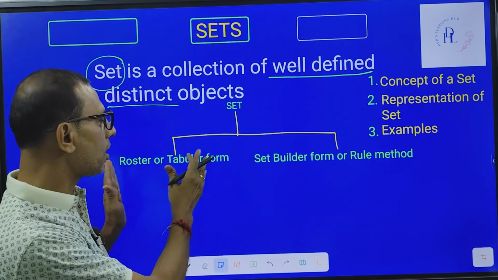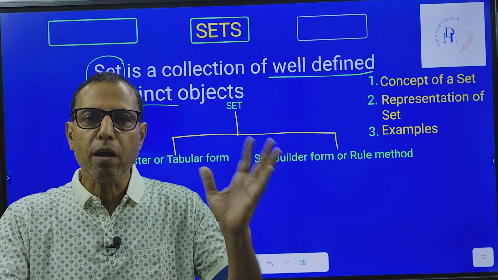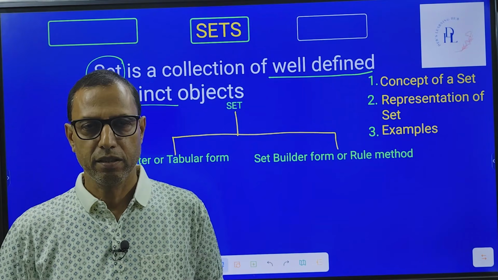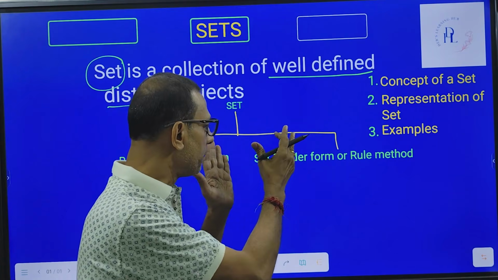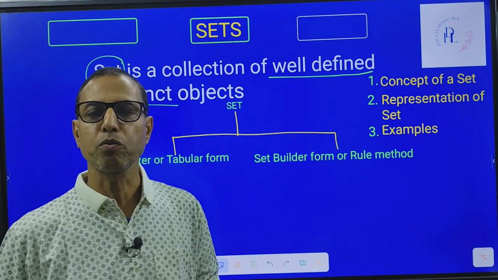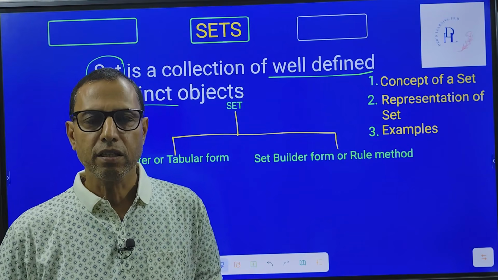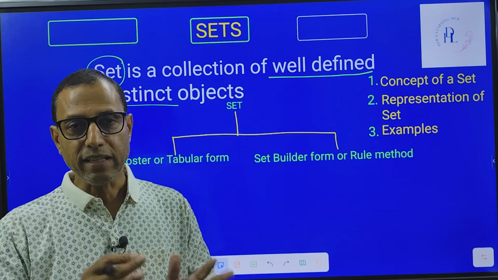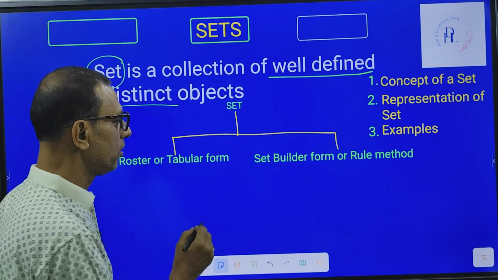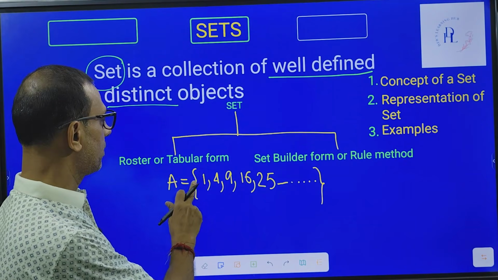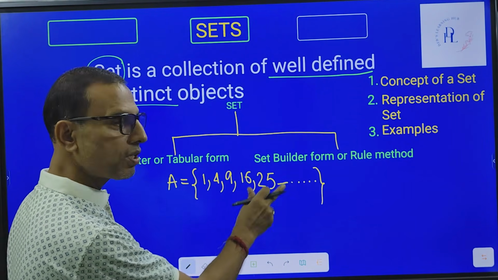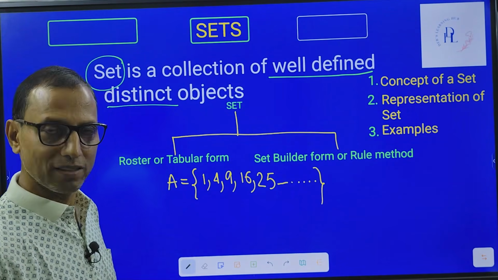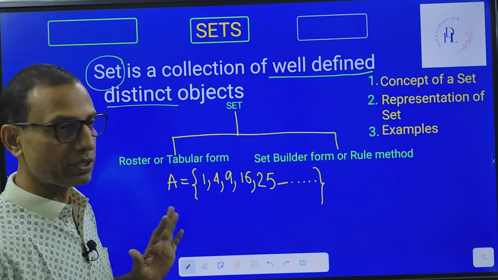In roster or tabular form, we can see all the members at a glance within the curly brackets. But when we represent a set in set builder form or rule method, we represent it in terms of a variable followed by a colon and then the property of the variable. What does it mean actually? How can we represent this set of roster form or tabular form in set builder form? Then it will be easier for you to understand.